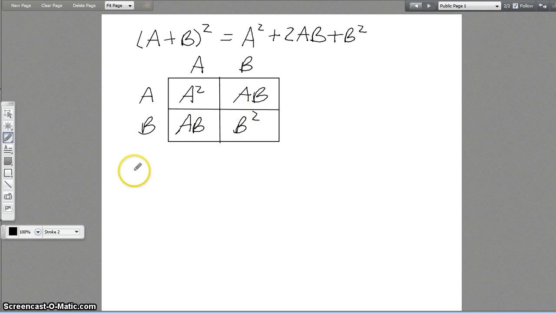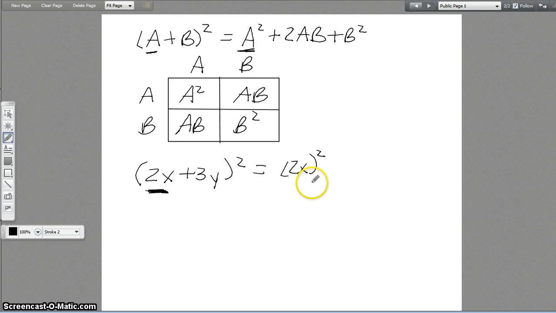Something you have to be careful with is, let's say we have 2x plus 3y, and we square that. We're going to take our first term and square it. Our first term is not just 2 times x. We have to square the entire thing. It is 2x, the whole thing squared, not just the x.